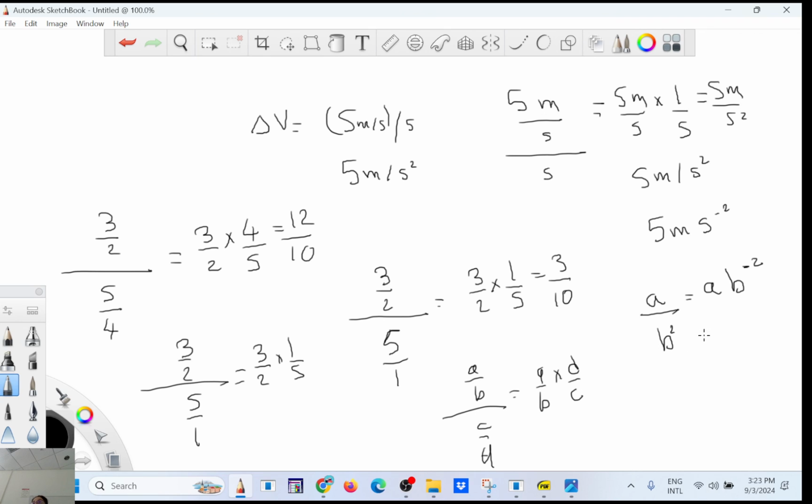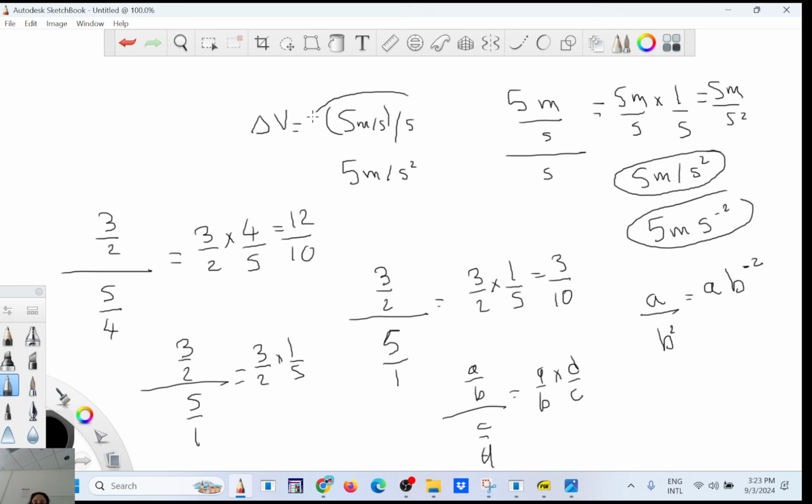Just algebra. That's called misplaced base. So if the base is misplaced, you change the sign. So all that is the same thing.